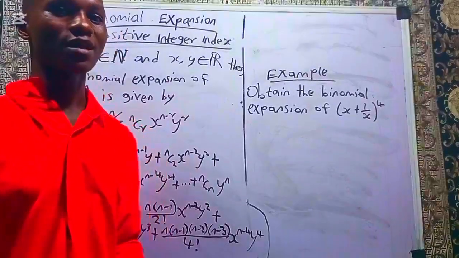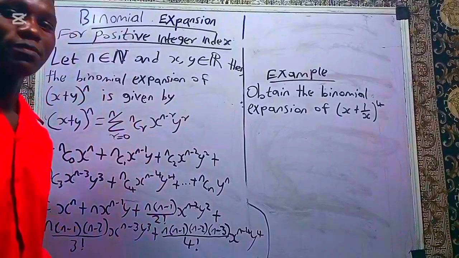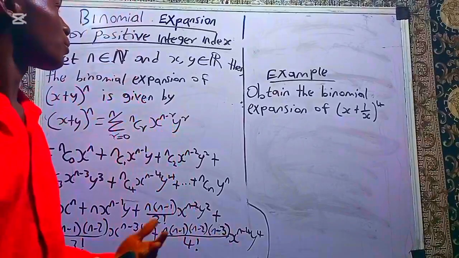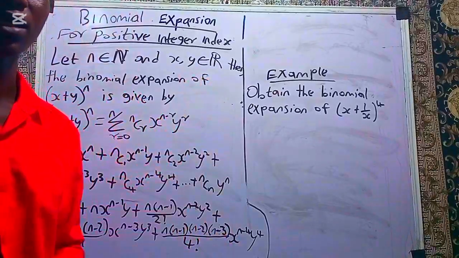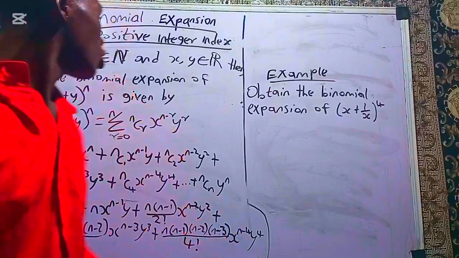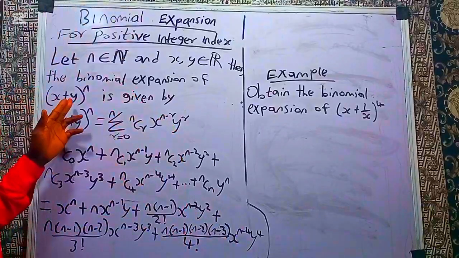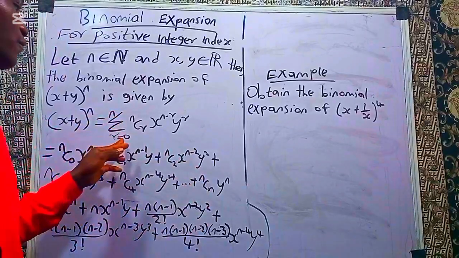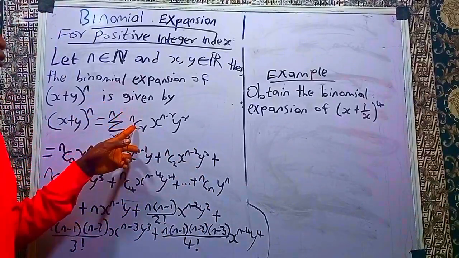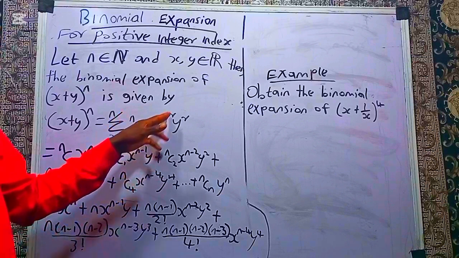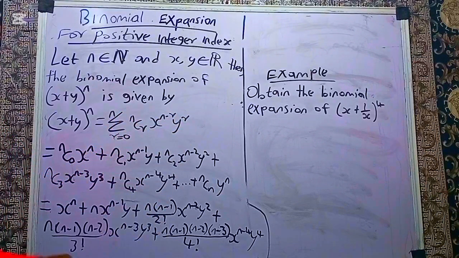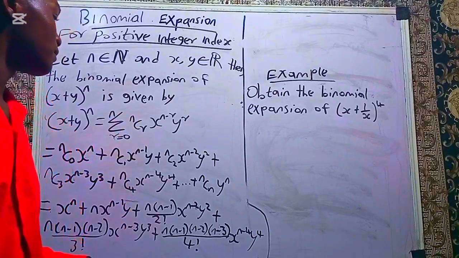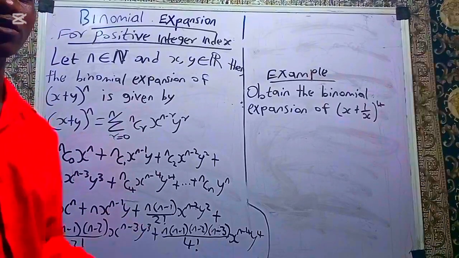This is mathematics class, and today we are looking at the topic binomial expansion for positive integer index. That is, given any natural number and any two real numbers, we can get the binomial expansion of open bracket x plus y raised to power n, and it will be given by summation r going from 0 to n of n combination r x raised to power n minus r y raised to power r, where this n combination r is the coefficient of the binomial expansion terms.